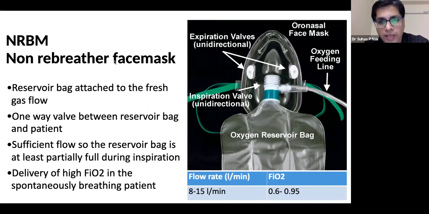full during the inspiration. Typically the recommendation is at least 10 liters, or a minimum of 8 liters, of flow to keep the reservoir bag partially expanded. Then only will the patient be able to inhale the oxygen with a high respiratory drive. It delivers high FiO2. Typically it operates at 8 to 15 liters, or 10 to 15 liters, and the FiO2 delivered is around 0.6 to 0.95.